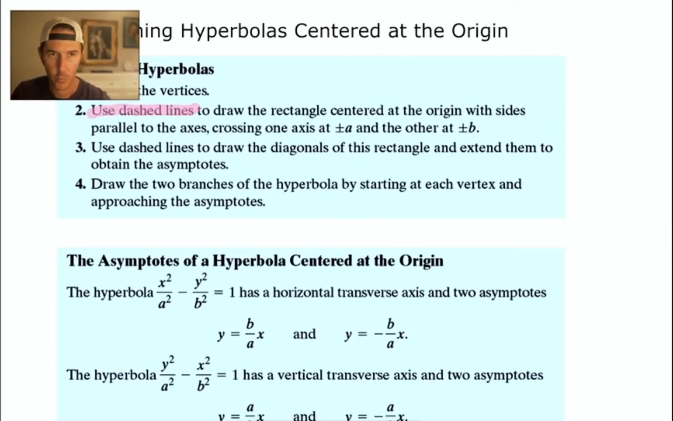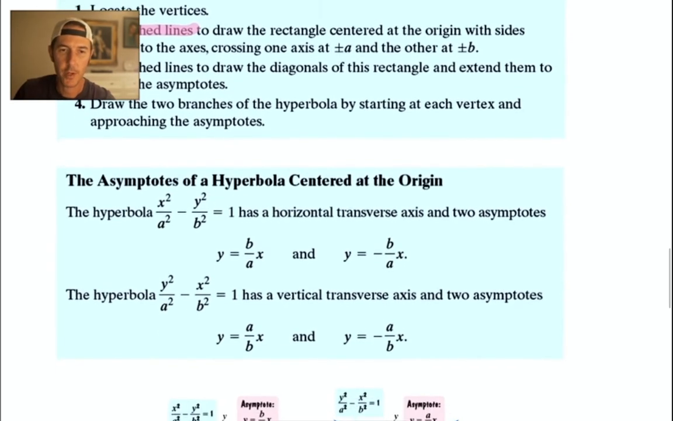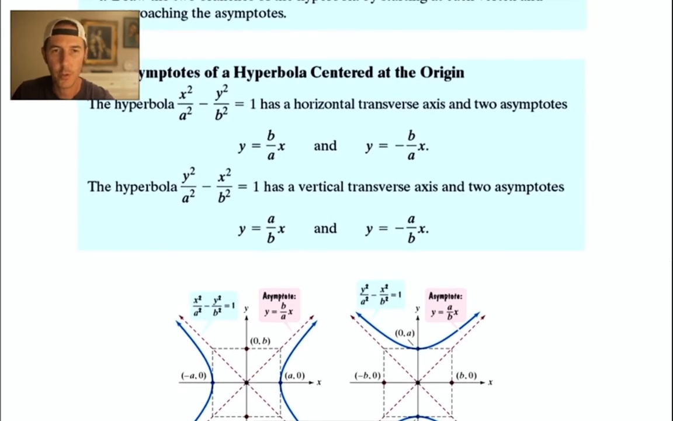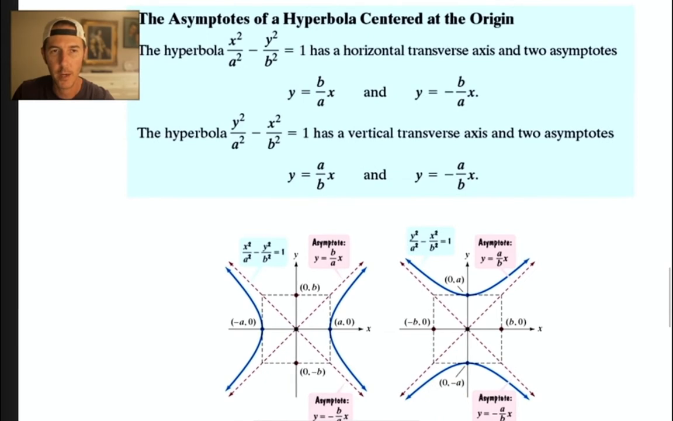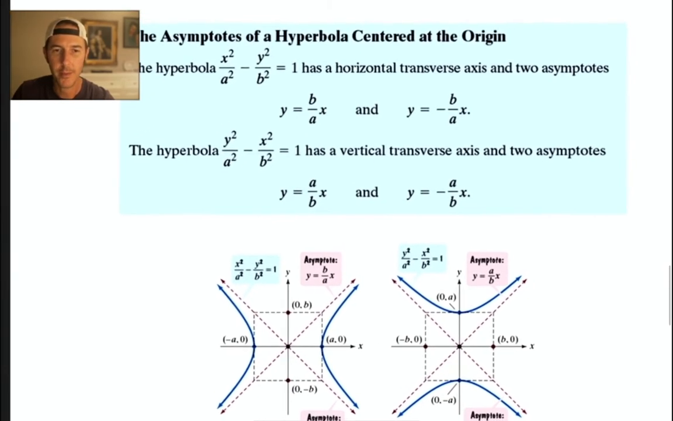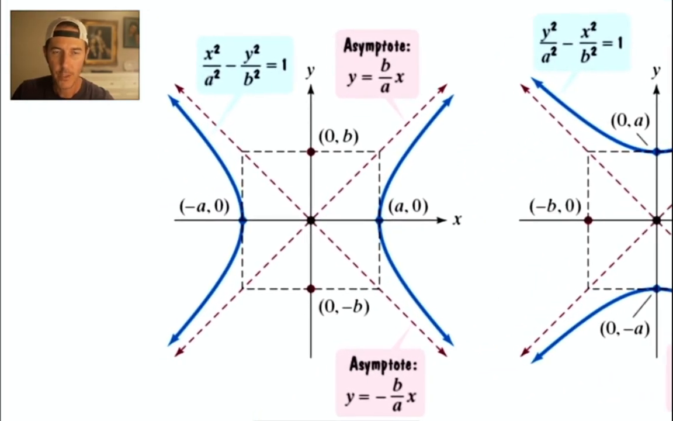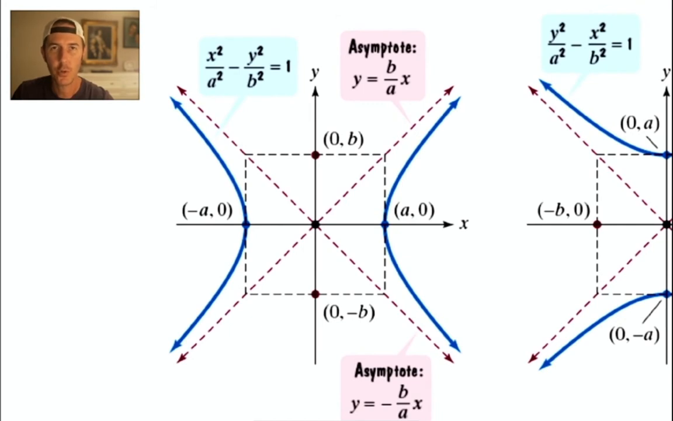Use dashed lines to draw a rectangle centered at the origin with both sides parallel to the axes. So you can read through that. I already know what they're trying to communicate, so let me show you. For a hyperbola that's centered at the origin, you could use what is in this blue box right here, and it will help you draw the equations of asymptotes. But I would like to just go charging right into it and show you a process that's going to help you figure out these asymptotes no matter where they are, okay?